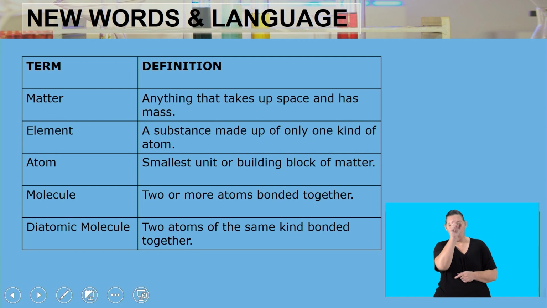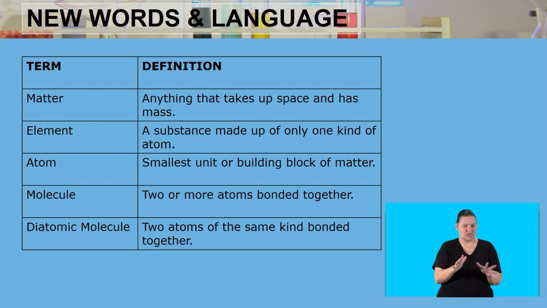These are some words that you might have seen before, and we need to define what each of these words is. Matter is anything that takes up space and has mass. An element is a substance made up of only one kind of atom. An atom is the smallest unit or building block of matter. A molecule is 2 or more atoms bonded together. And the last one is a diatomic molecule, and that is 2 atoms of the same kind bonded together.